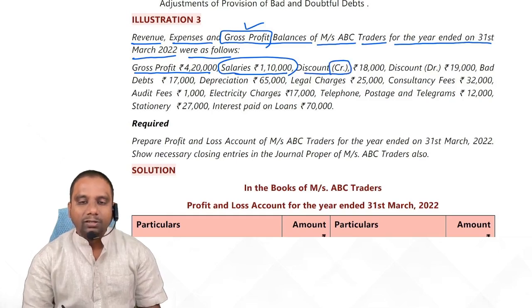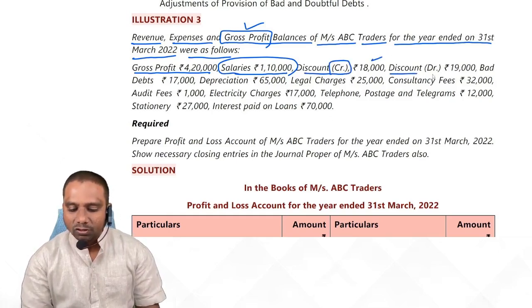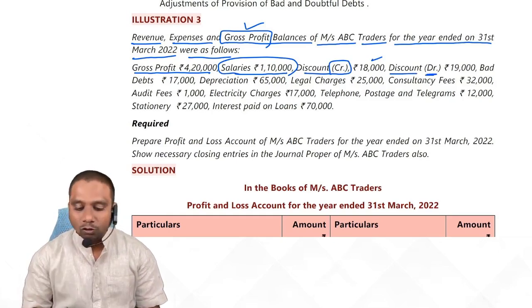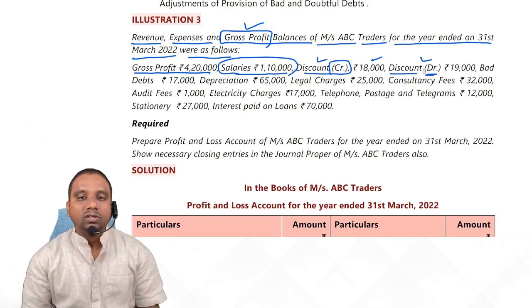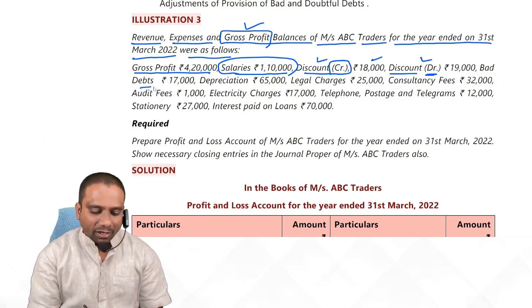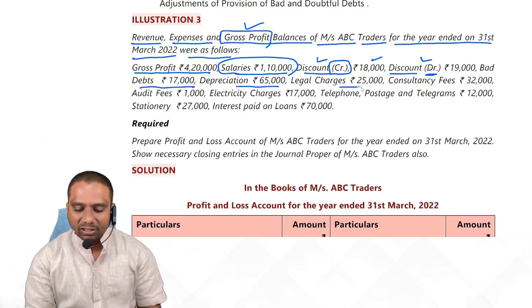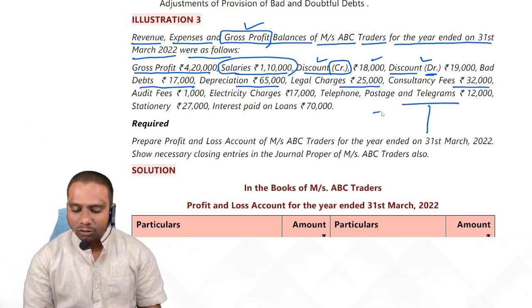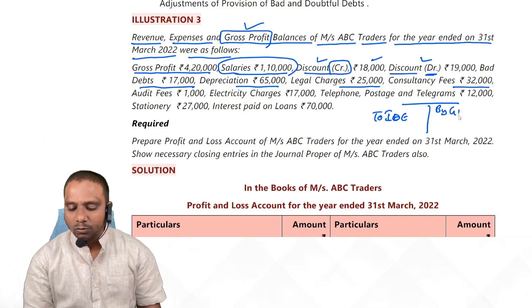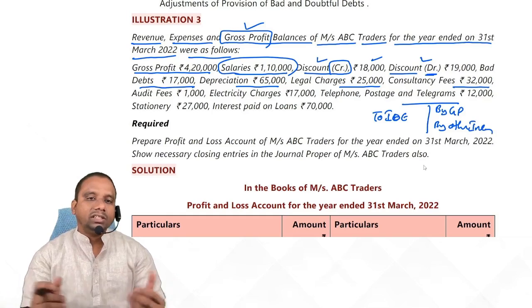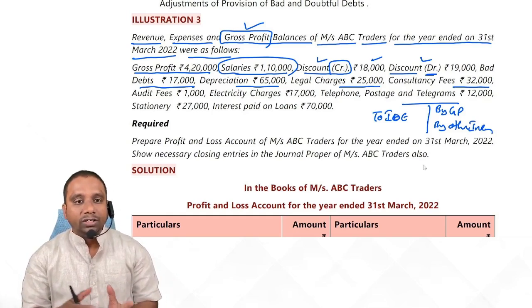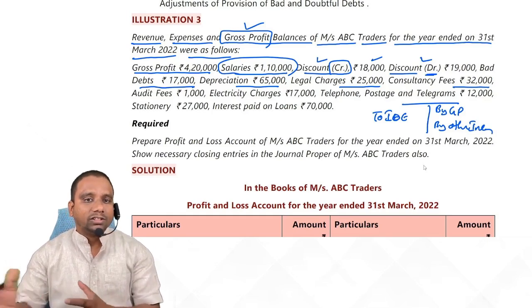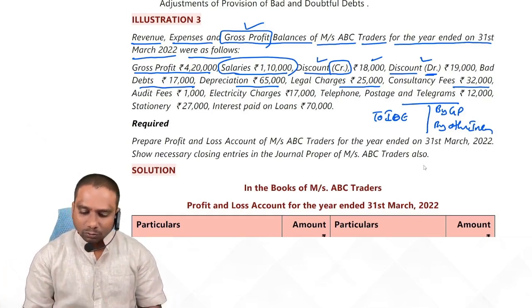Discount, credit they are giving, means discount received, so credit. Discount they are giving debit, means discount allowed. It is discount received and it is discount allowed. P&L account debit. Next, bad debts debit. Depreciation debit. Legal charges debit. Consultancy fees debit. All expenses now. So in the P&L account, what do we do? We write all indirect expenses. Here we write gross profit and other incomes. The difference is nothing but your net profit or net loss. This net profit or net loss is transferred to capital account.